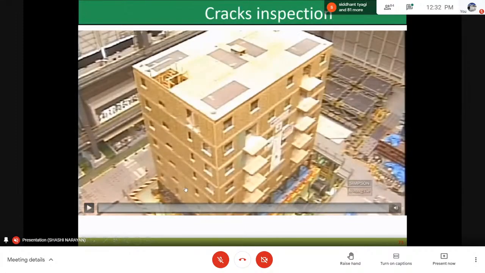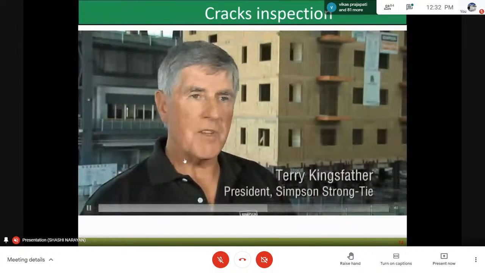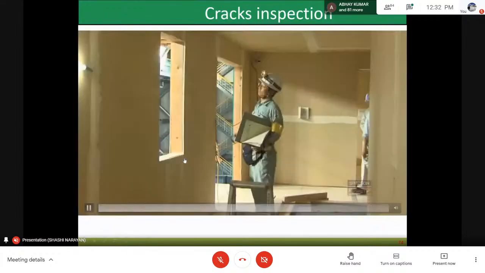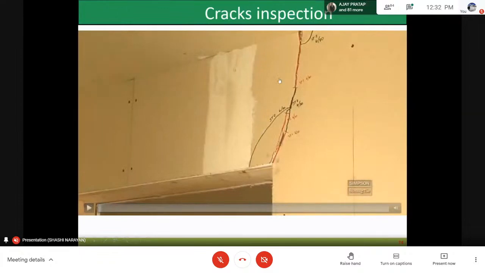Then whenever this run is done, we generally inspect the building frames. Everything is working, minimal damage inside of the building. You see now after this there is an inspection of the cracks which have occurred. These cracks you see are on the non-structural elements.